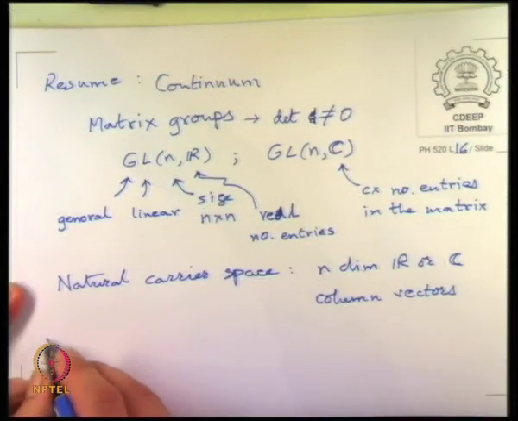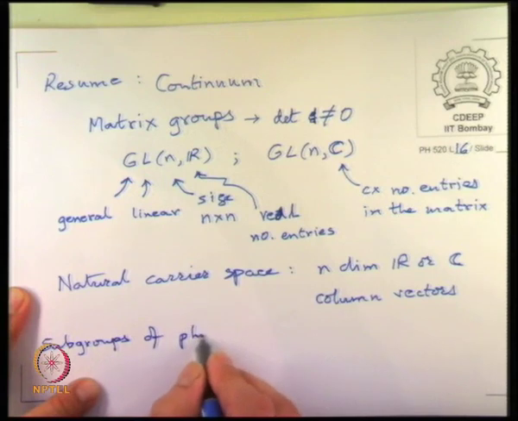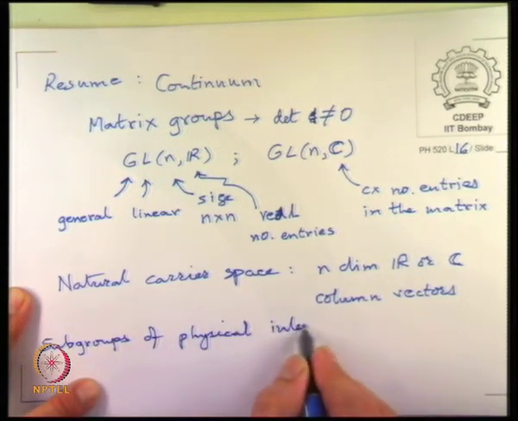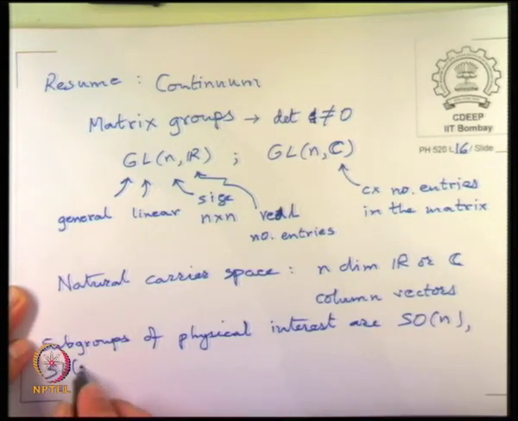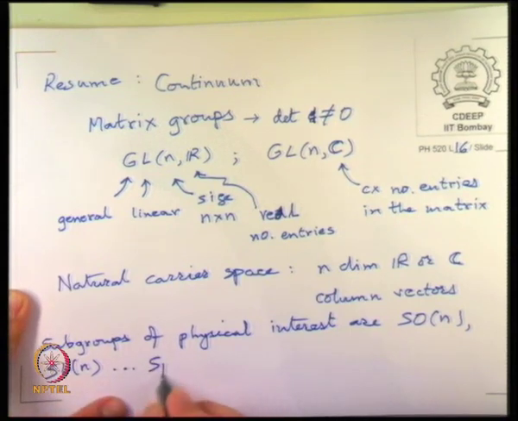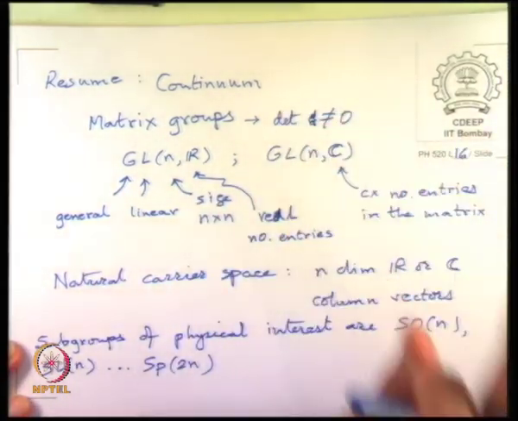And what one shows is that there are a variety of subgroups of the general linear group which are of physical interest. So SO(n), SU(n), etc., and also what are called symplectic groups, Sp(2n). So these are all various groups, they are all matrix groups. They are motivated by various physical considerations, and they are subgroups of the big matrix groups GL(n,R) and GL(n,C), on whom the only restriction is determinant not equal to 0.